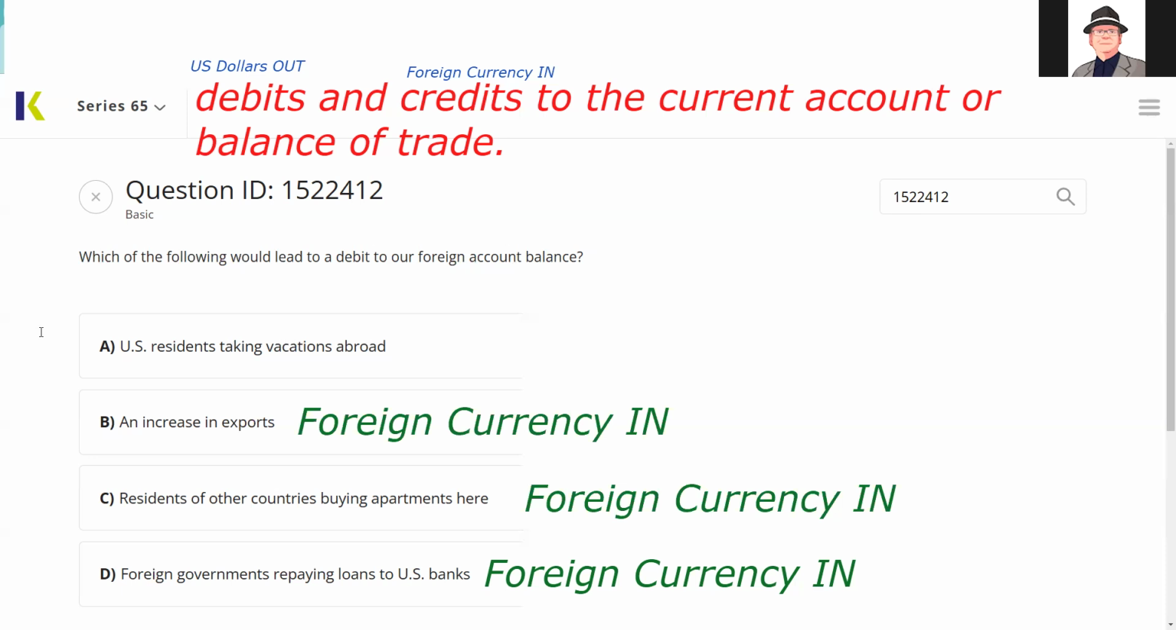U.S. residents taking vacations abroad. So what do I do there when I take a vacation? I turn my dollars into, again, whatever that foreign currency is, right? Or sometimes, I've traveled the world. I've been pretty blessed. A lot of times I don't change my dollars because in some countries they would prefer I just give them the dollars. Whether I give them the dollars directly or whether I turn the dollars into the foreign currency, that is indeed a debit because the money is going out. And so that is the answer to this question. A, U.S. residents taking vacations abroad, because that's going to be U.S. dollars going out. I hope you found that helpful.